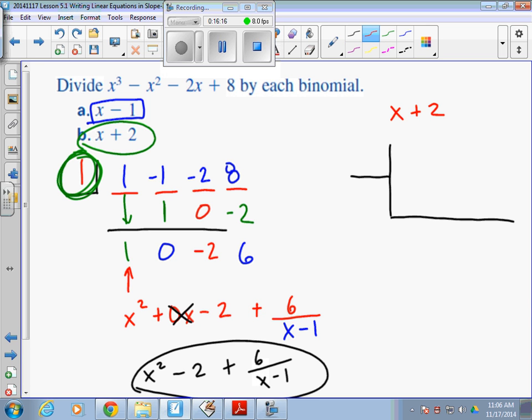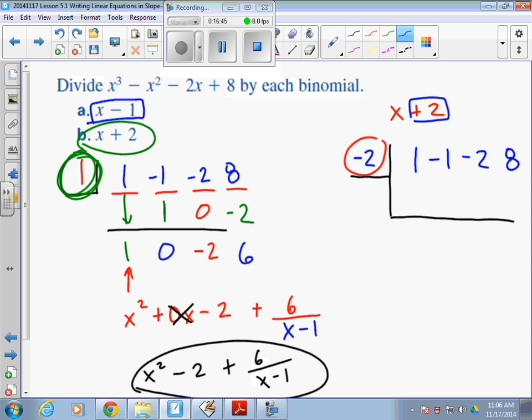All right, first thing, what am I going to put as the number we're going to divide by the whole time? -2. Remember, it's the opposite of whatever you see. So since it says +2, -2 goes there. What are we going to put for each coefficient? We're going to use the same ones we used a minute ago. We're going to use 1, -1, -2, and 8.